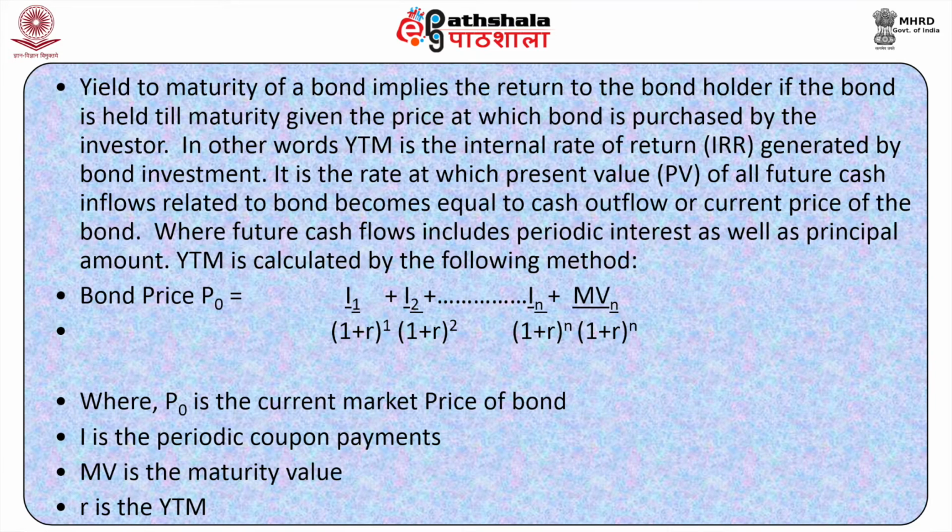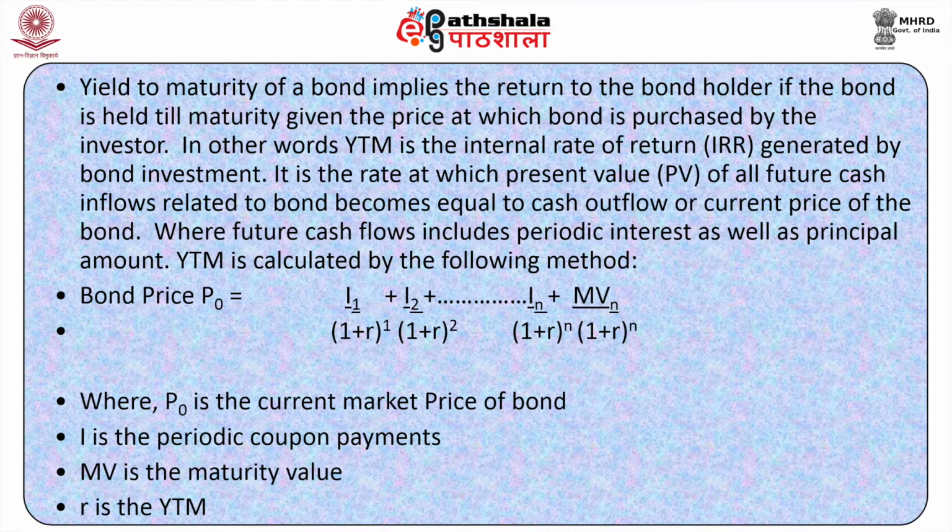It is the rate at which the present value, in short PV, of all future cash inflows related to the bond becomes equal to cash outflows or the current price of the bond, where future cash flows include periodic interest as well as principal amount. YTM is calculated by the following method.